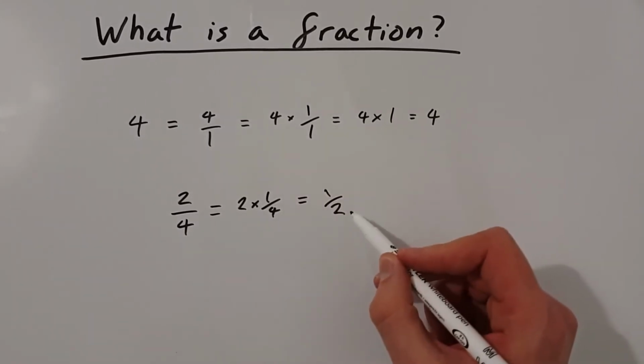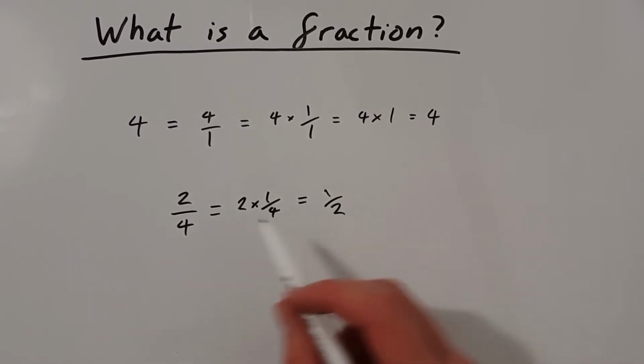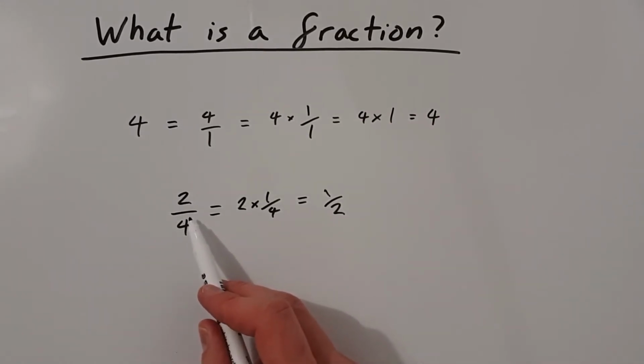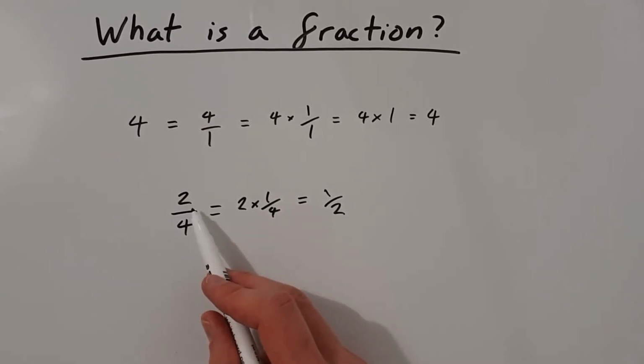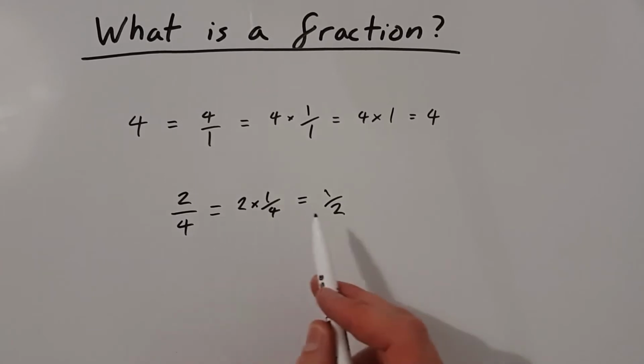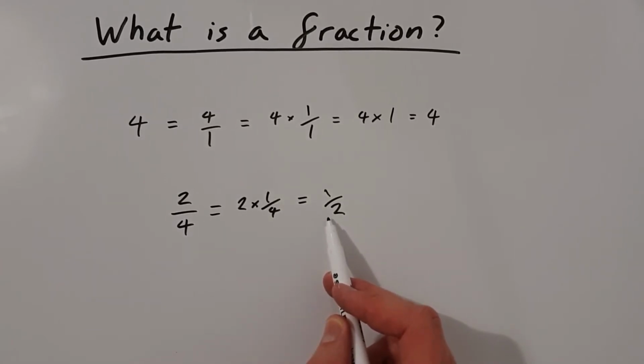So we have a half, and this is the answer to, if we look at this fraction at the start, we say this is also 2 divided by 4. If we divide 2 into 4 pieces, what do we get? We get a half, just like this.